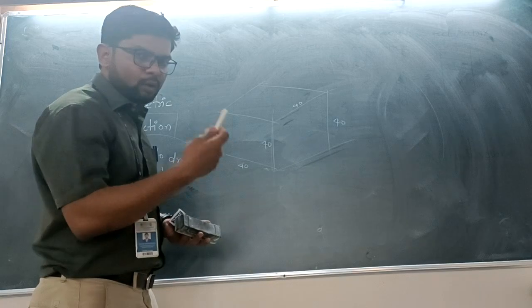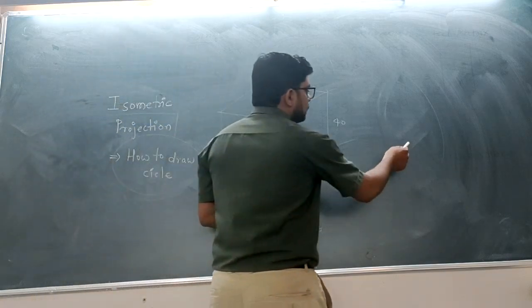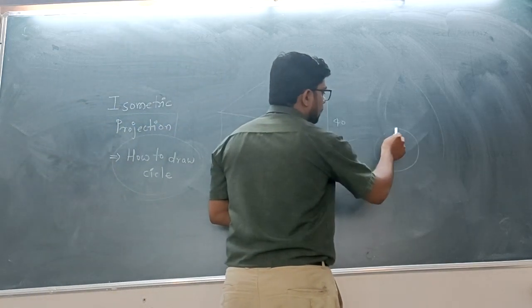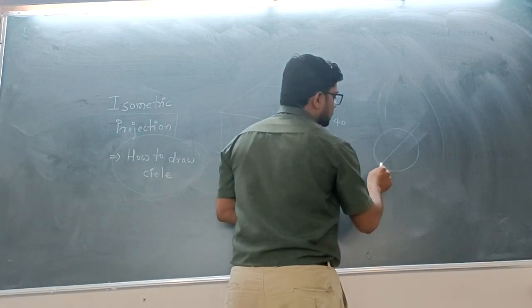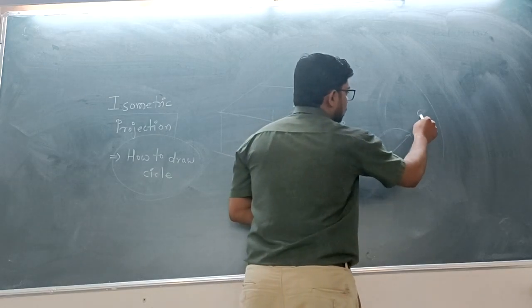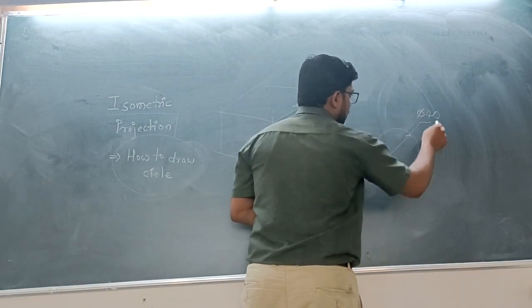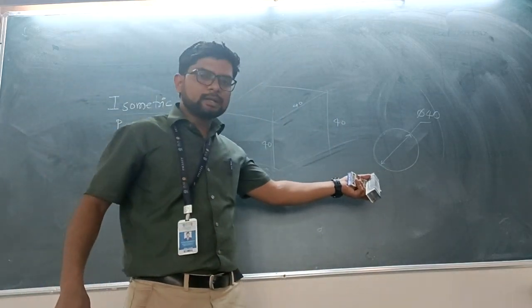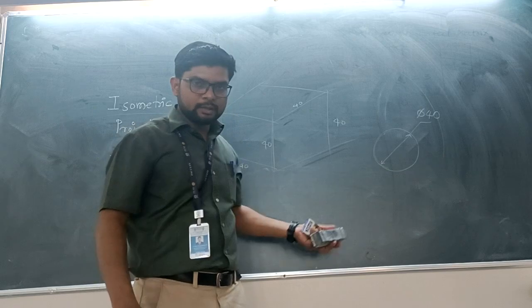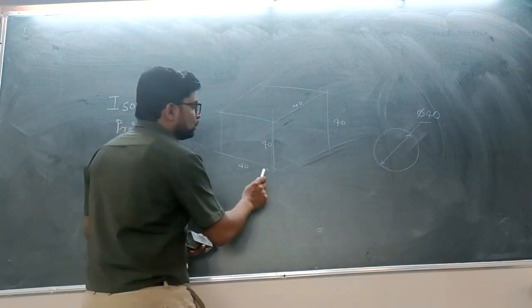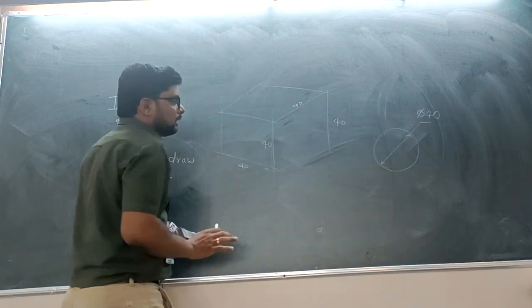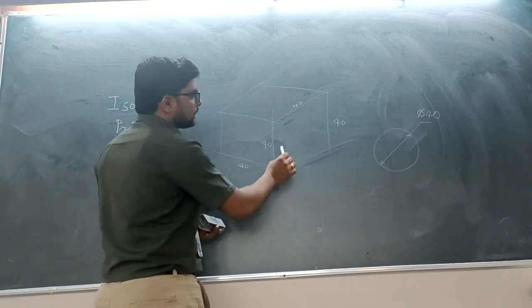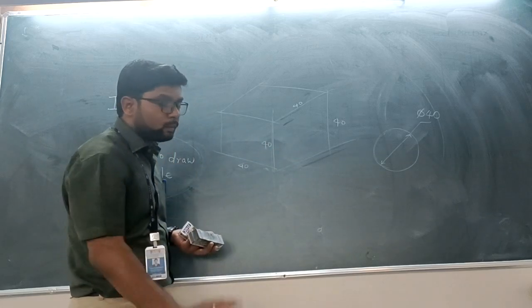In the case of orthographic projection, it would tell you to draw a circle whose diameter is 40 mm. For constructing the circle in isometric whose diameter is 40 mm, you need to construct a square in isometric whose side will be 40 mm only.